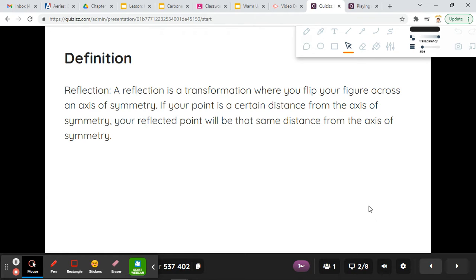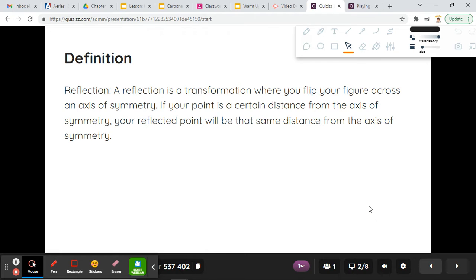A reflection is a transformation, kind of like a slide, except this time, instead of sliding our figure around our x and y axis, we are going to flip our figure across an axis of symmetry. And that's called a reflection. So a reflection is a transformation where you flip your figure across an axis of symmetry.